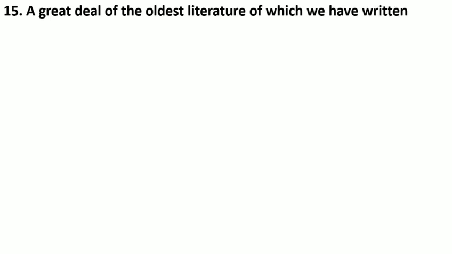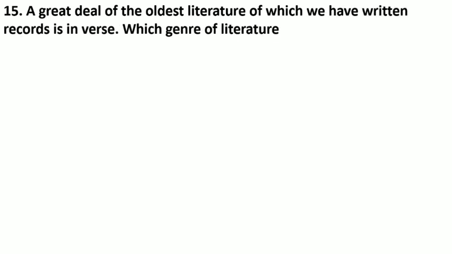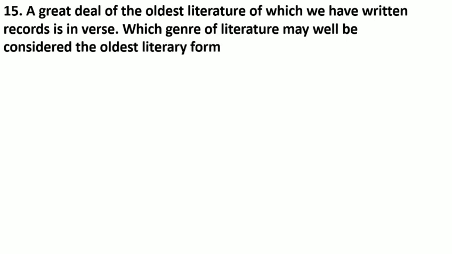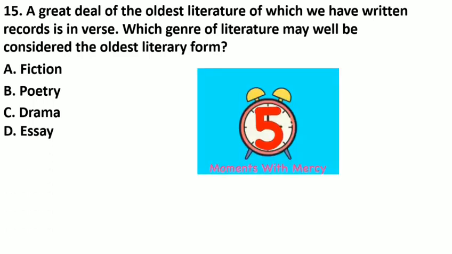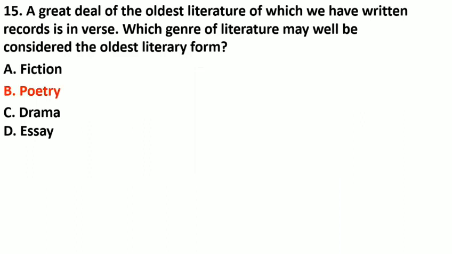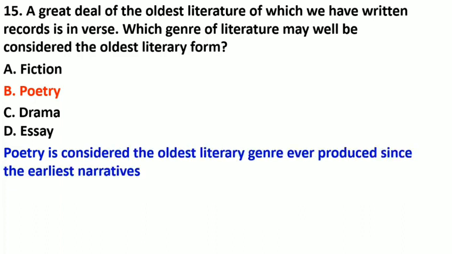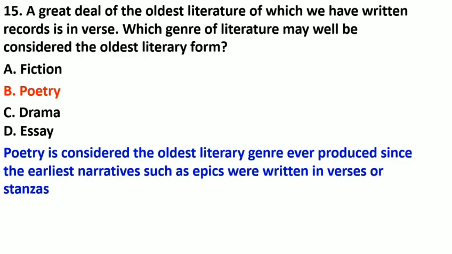Next, a great deal of the oldest literature of which we have written records is in verse. Which genre of literature may well be considered the oldest literary form? A. Fiction. B. Poetry. C. Drama. And D. Essay. The correct answer here is option B. Poetry. Poetry is considered the oldest literary genre ever produced, since the earliest narratives, such as epics, were written in verses or stanzas.